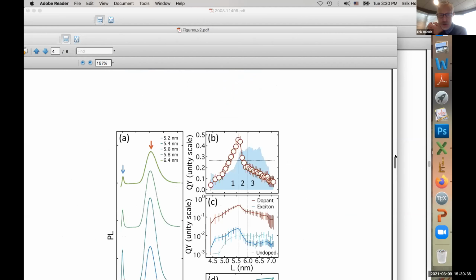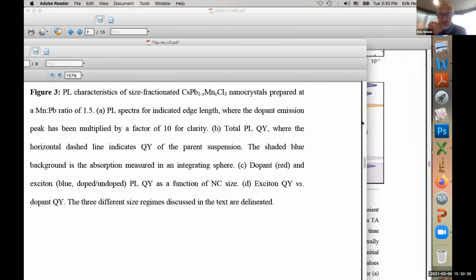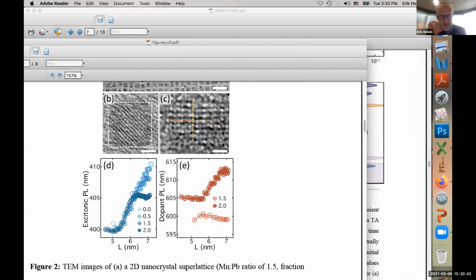Yeah, that seems to be the trend it's going in. If you look at this data again, right here, again, these are relatively small shifts, right? But you can see it's getting redder and redder and redder as you get bigger and bigger. That has to be some kind of dopant interaction effect.